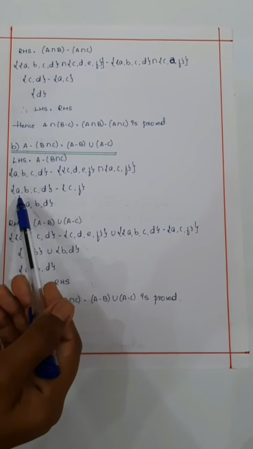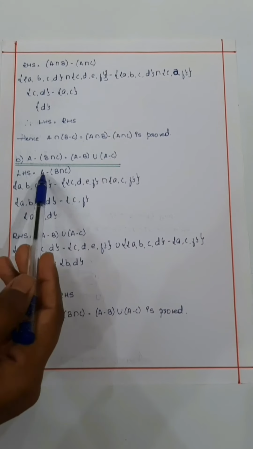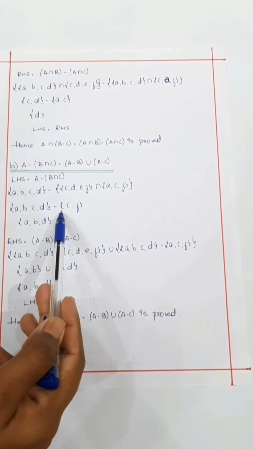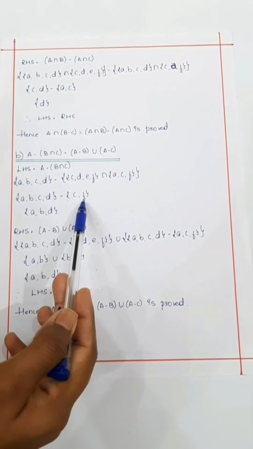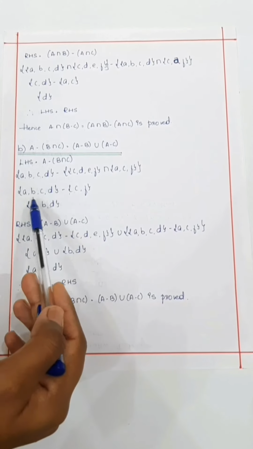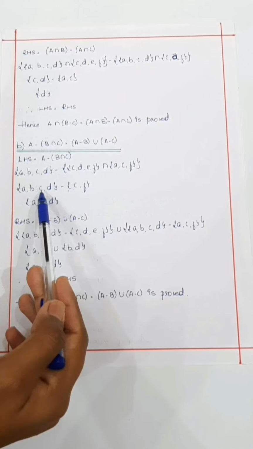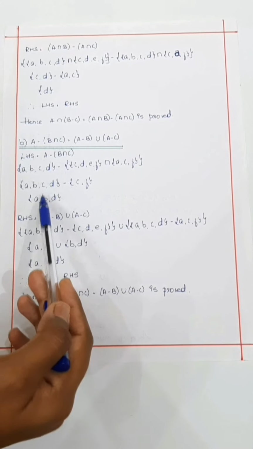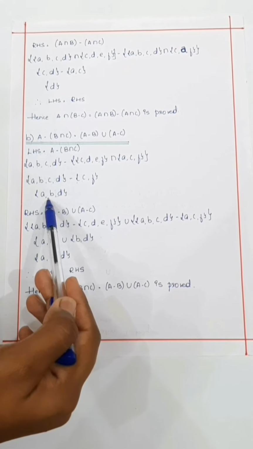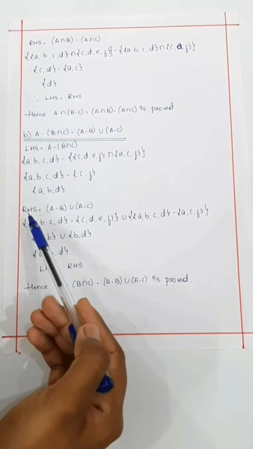So, let us find out the difference between A minus B intersection C. We have found out B intersection C as C and F. Now, we have to make difference among these two sets. C is common between these sets and A, B and D is the remaining elements we have to write in LHS.